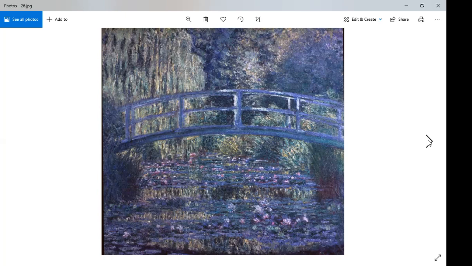I mean, he was already well known. So he spent the last 30-some, several more than 30 years of his life on the estate. And while he was there, he developed this series of water lilies, hundreds of paintings of water lilies.